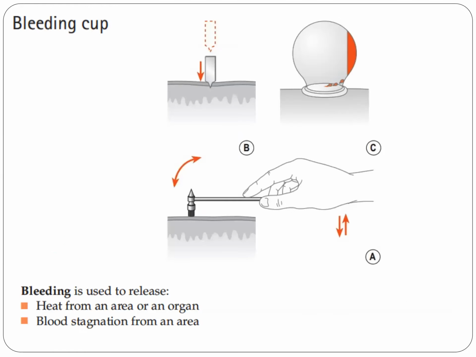So, yung bleeding cup, ito po yung wet cupping. Bleeding is used to release. So, nagbi-bleed po tayo to release heat from the area or an organ. Kasi sa TCM po, yung heat, sumasama po yun, nandun yun sa blood. Kaya kung marami pong heat yung katawan, ang pinapalabas natin yung heat through blood. So, blood stagnation from an area.